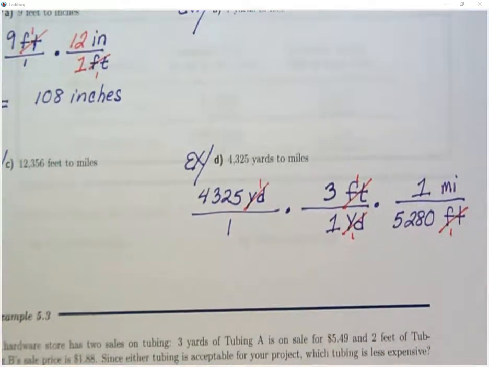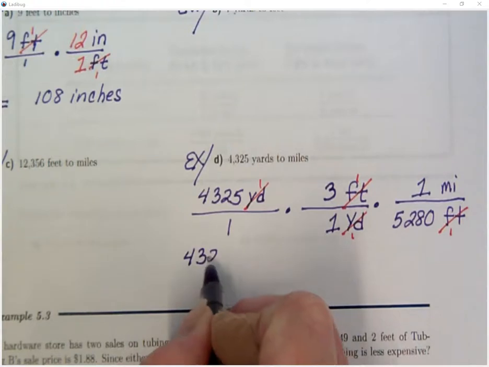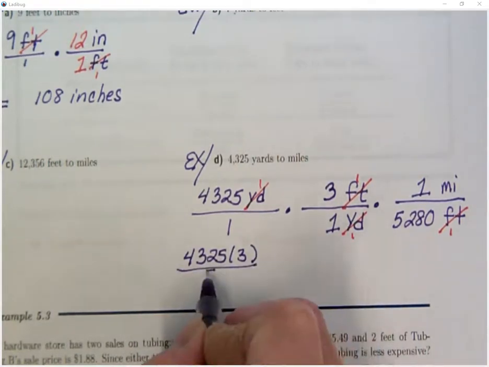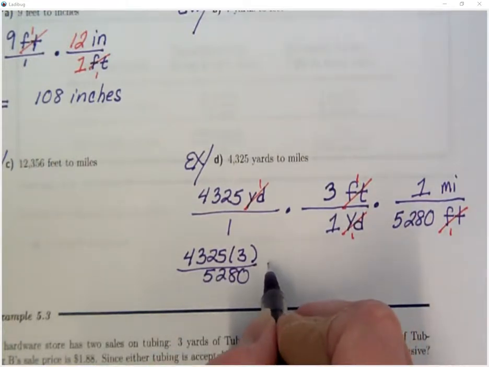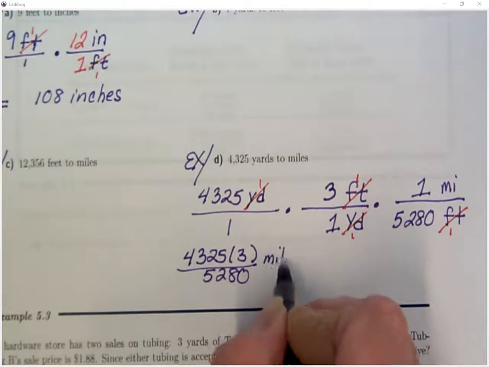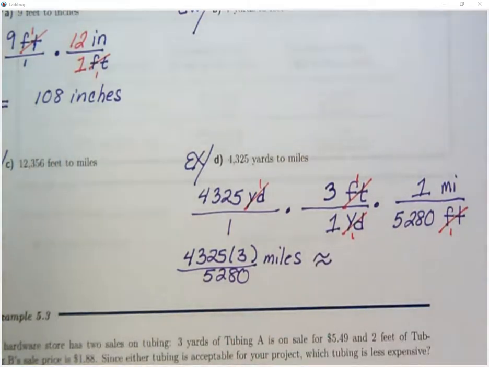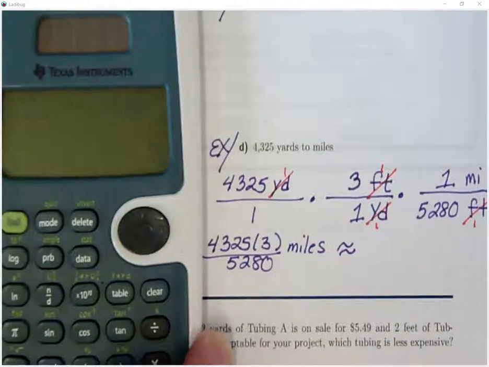So now for the answer, we're going to get the 4,325 times the 3 divided by the 5,280, and that will be in miles. So we do need to calculate that out. You can just use the calculator and multiply it, follow your order of operations.